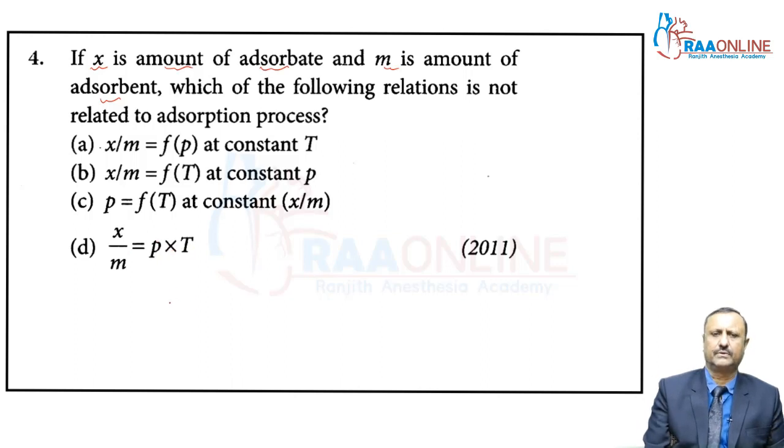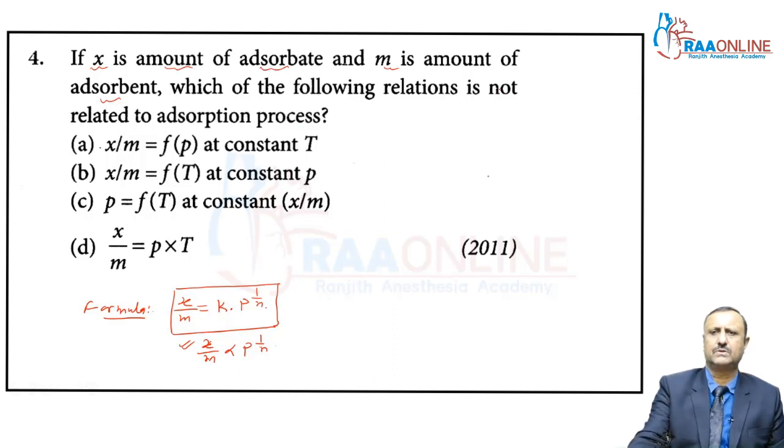My dear students, you know the formula: x upon m is equal to k into p power 1 upon n. Here, k is a constant, so you can get x upon m is proportional to p power 1 upon n. So you can see by this formula, this is not related. You can underline this point, which of the following relations is not related.